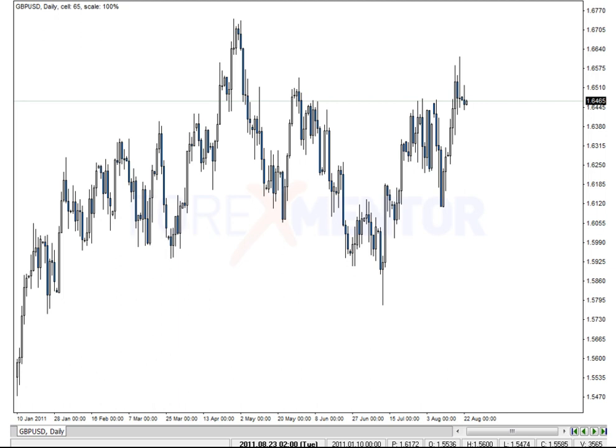Hi traders, this is Andrew and I'm going to show you an example of a bearish crab pattern. We first want to identify our key levels of support or resistance on the higher time frames.